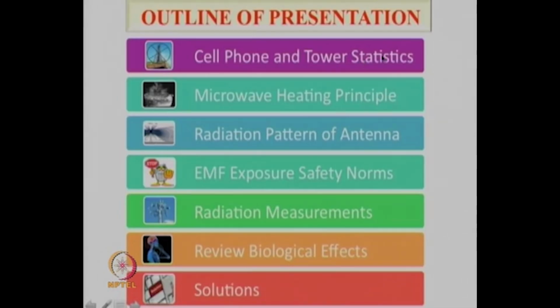The outline of the presentation will be cell phone and tower statistics in India. I am going to mention the statistics in India, but I will also tell what is happening around the world. Then we will very quickly look into the microwave heating principle, because people are aware how food can be cooked in a microwave oven. Then we will talk about the radiation pattern of the antenna, safety norms around the world, and radiation measurements which we have done at more than 1,000 places and what we found. We will review biological effects and then solutions.